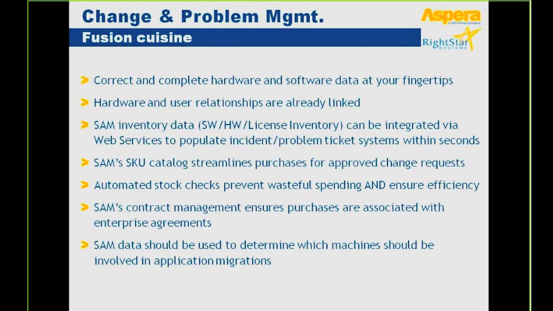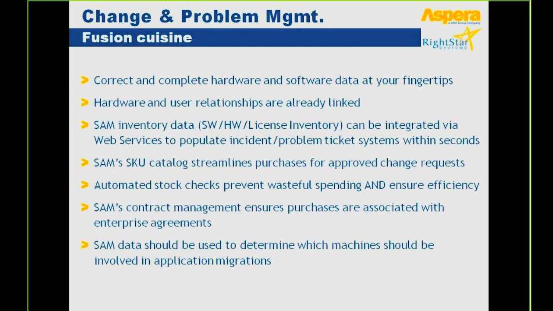With integrating the SKU catalog and the service catalog, you can streamline your purchases, because when there is a request for a software in ITSM, the contractual dimension and the procurement dimension of this request is already covered by the SKU catalog of the SAM tool. You will implement automated stock checks, and they prevent you from wasteful spending. You are not overbuying any longer, because every request automatically checks if there is any software that can be reused.